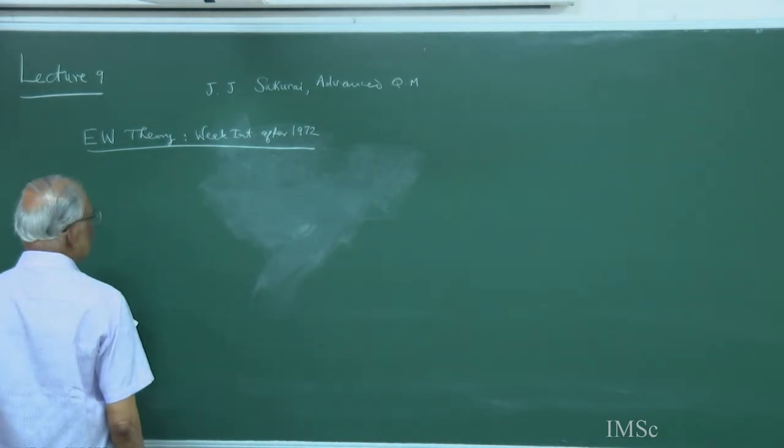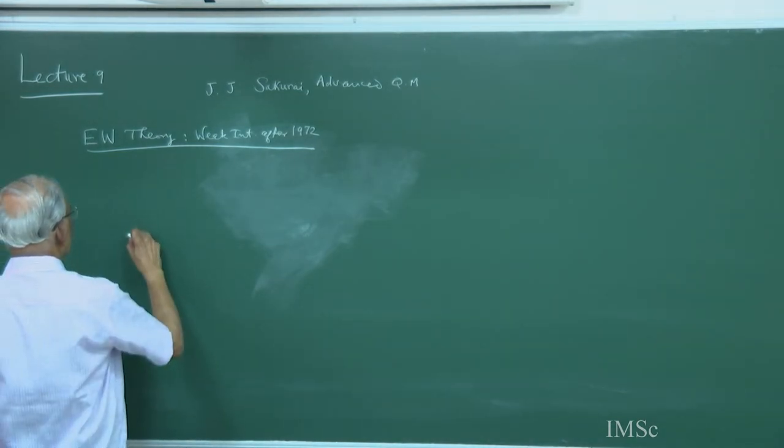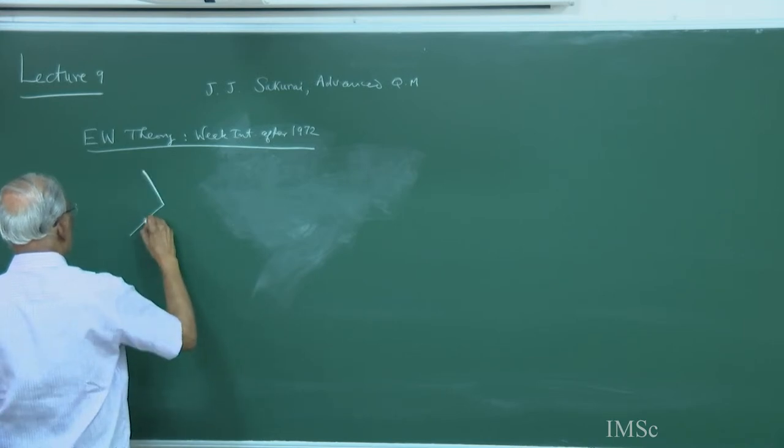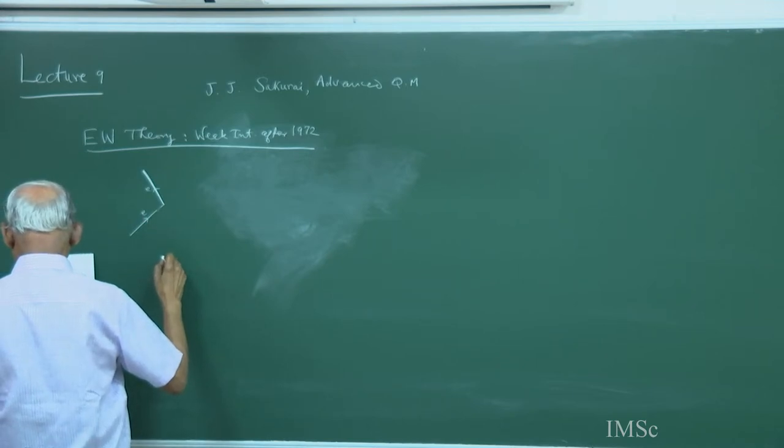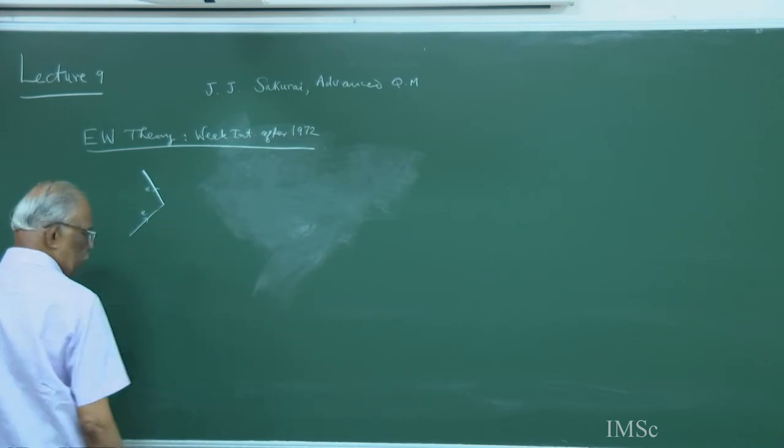Let us go back to Fermi's analogy, which Fermi used to construct his theory. First, the electromagnetism, electron. No, I want to write it in a different way now.